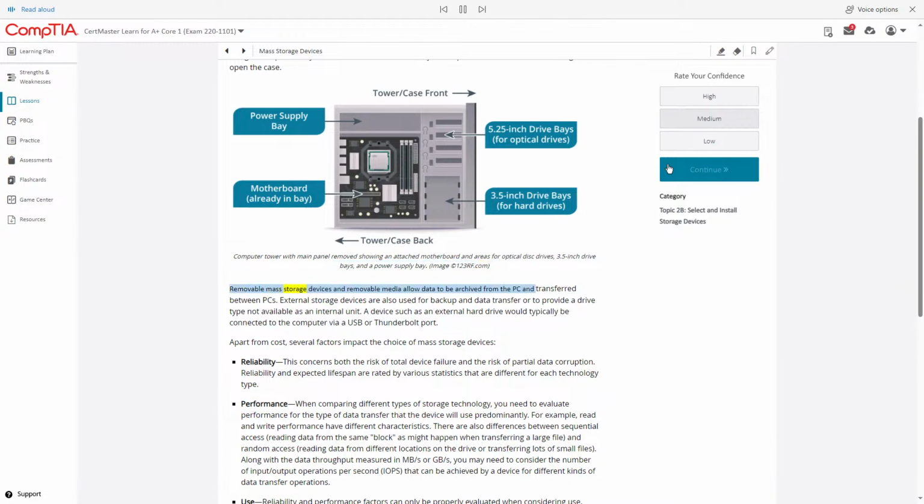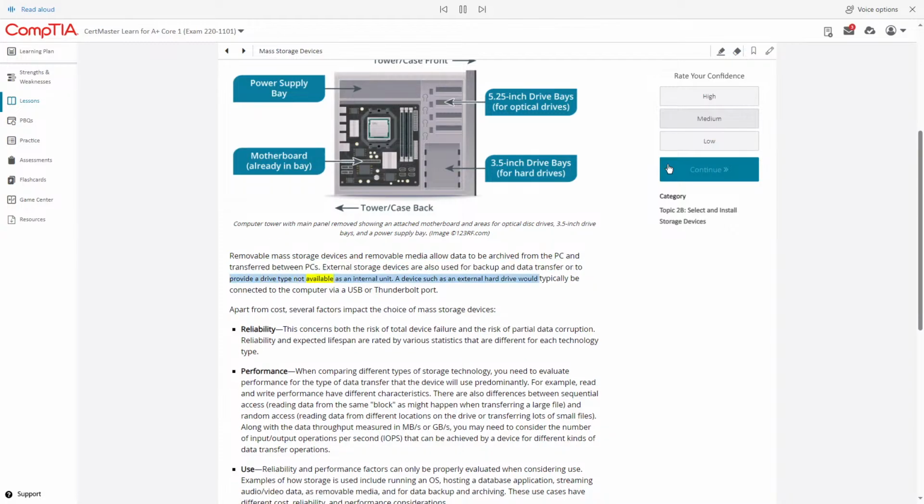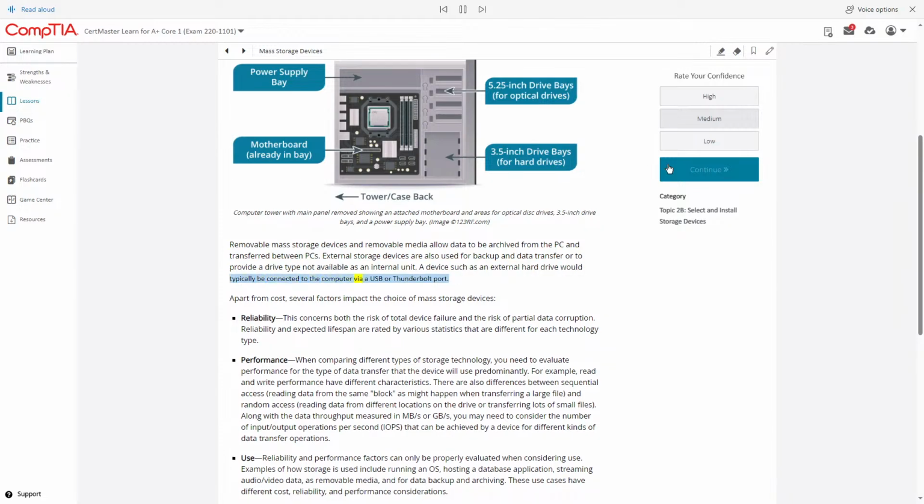Removable mass storage devices and removable media allow data to be archived from the PC and transferred between PCs. External storage devices are also used for backup and data transfer or to provide a drive type not available as an internal unit. A device such as an external hard drive would typically be connected to the computer via a USB or Thunderbolt port. Apart from costs, several factors impact the choice of mass storage devices.